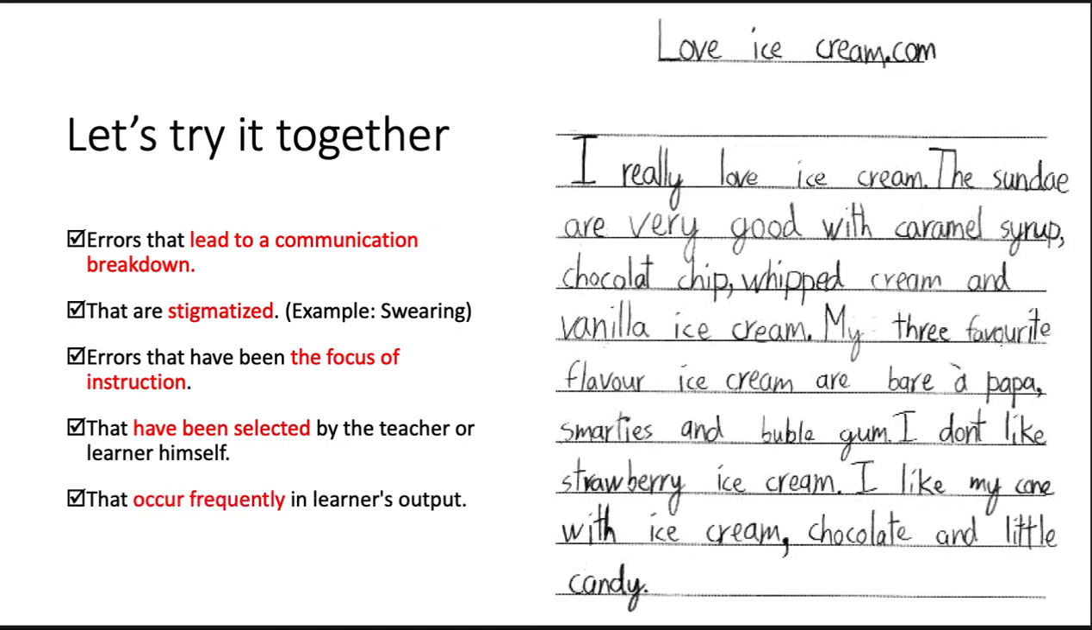Finally, errors that occur frequently in the learner's output. As I'm going through here, I think one of the mistakes I see that they're making most often is plurals. Sundays are very good with chocolate, chips, my 3 favorite flavors. I don't like strawberry ice cream. I like my ice cream cone with chocolates or chocolate and little candies. See how it might be difficult to know whether or not to correct?